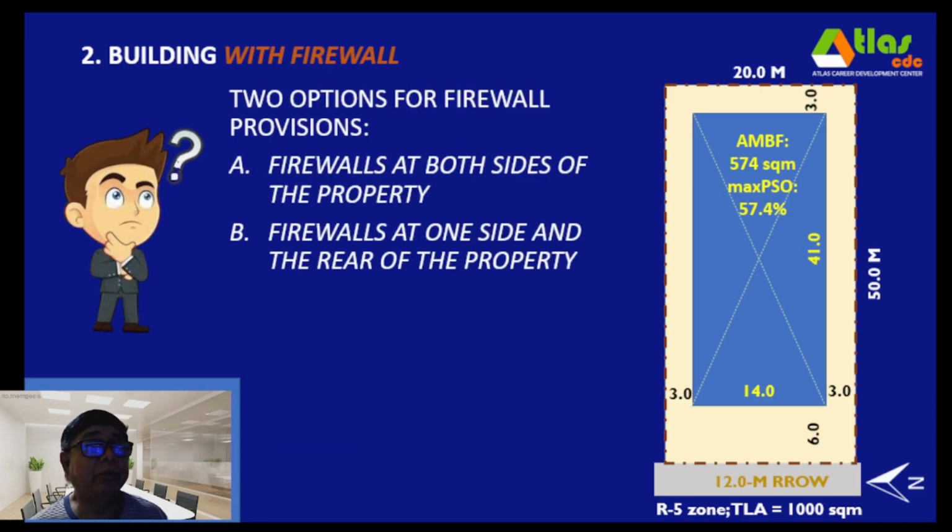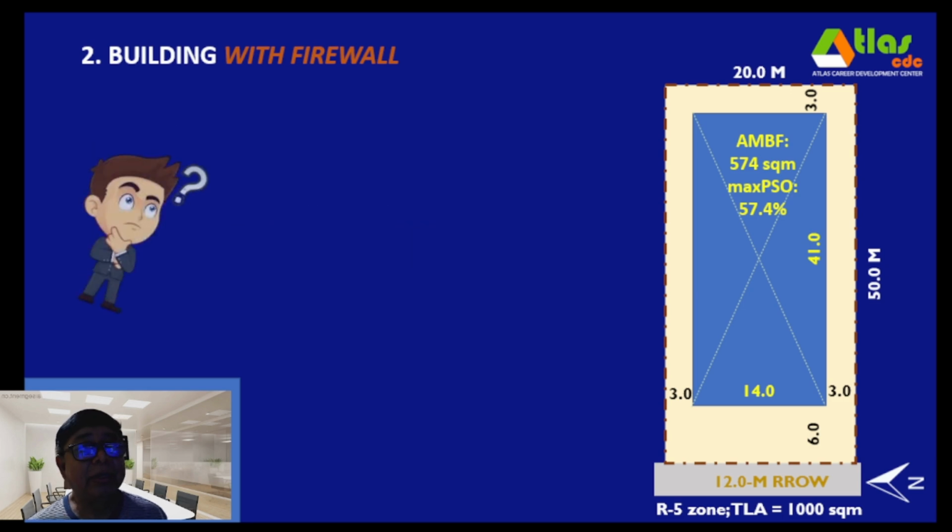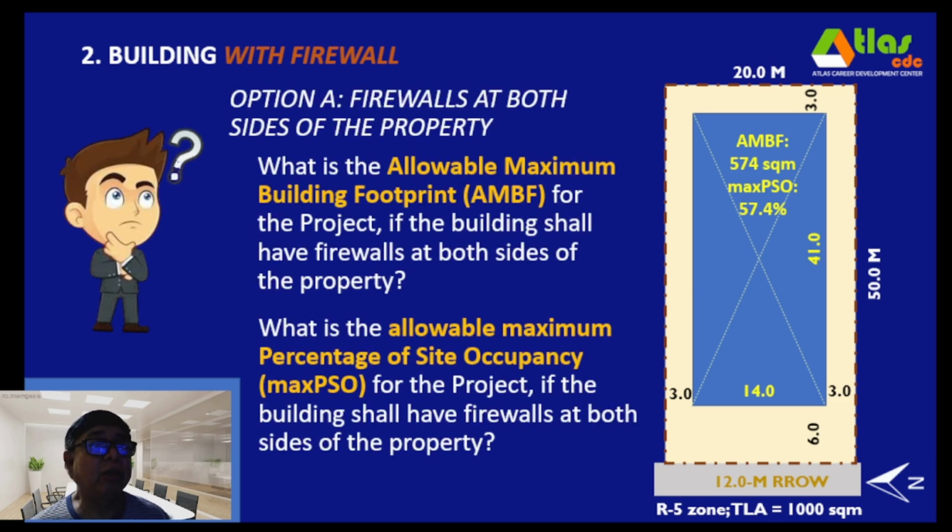However, we have two options for the location of the firewall. Option 1 is you can have firewalls at both sides of the property, and option 2 will be having firewalls at one side and at the rear side of the property. So yan yung possible locations ng firewall. So unahin natin kung meron kang firewalls at both sides of the property, ano ang ating magiging AMBF.